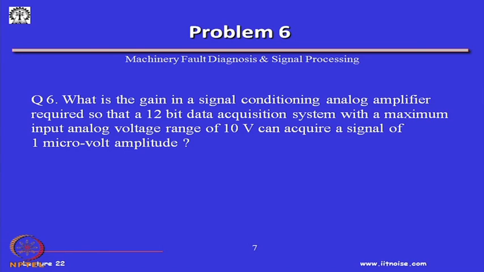Now I will come to the next and the last problem on this topic. That is, what is the gain in a signal conditioning analog amplifier required so that a 12-bit data acquisition system with a maximum input analog voltage range of 10 volt can acquire a signal of 1 microvolt amplitude?